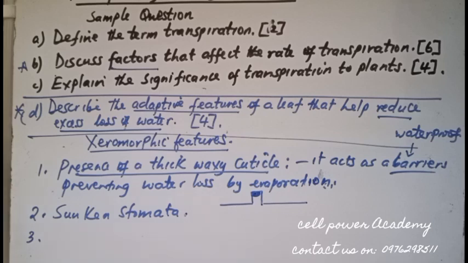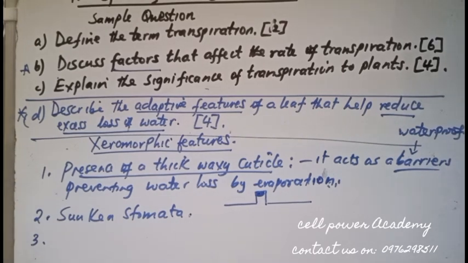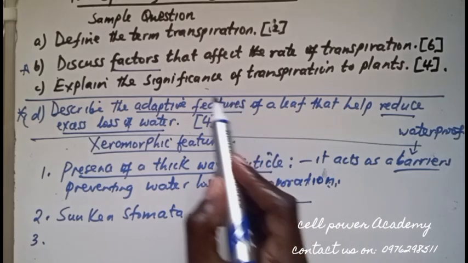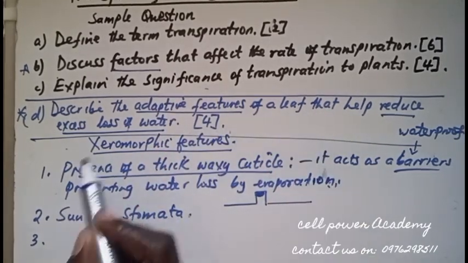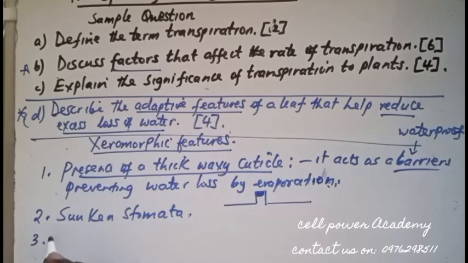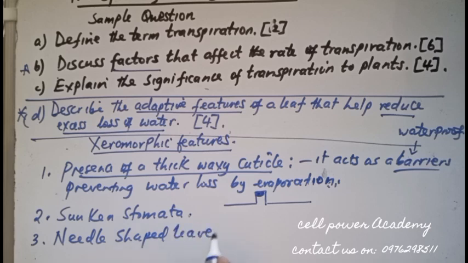Another feature that we can simply talk about that helps to reduce excess loss of water is what we can simply call needle-shaped leaves. What I mean is that they are reduced in size, so the size of the leaves is going to reduce, and that helps to reduce the loss of water. Why? Because there's less surface area through which water is actually going to be lost into the atmosphere.